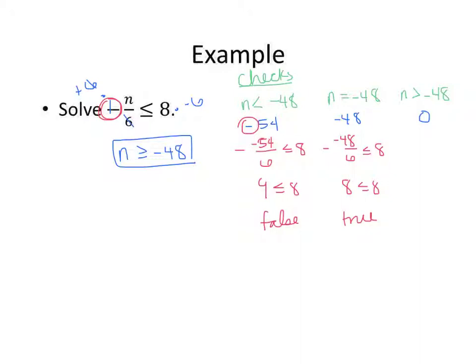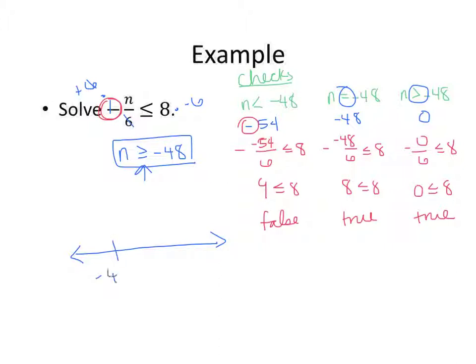And then 0, so we're going to have negative 0 divided by 6 less than or equal to 8. Well, 0 divided by anything is 0. Is 0 less than or equal to 8? That is true. Okay, so notice the two that worked are the equal to case and the greater than case. Those are the two that worked. Okay, and if you're asked to graph it, at least one number on either side of what you're graphing. This one is also a closed circle, arrow to the right, because that would be the numbers that are greater than negative 48.